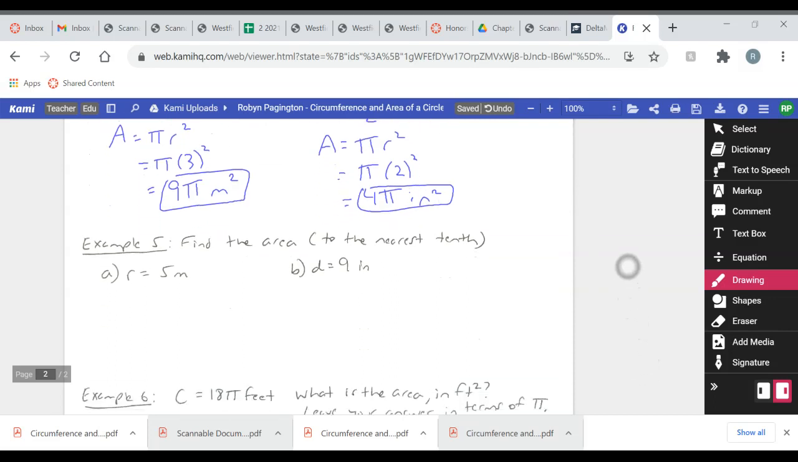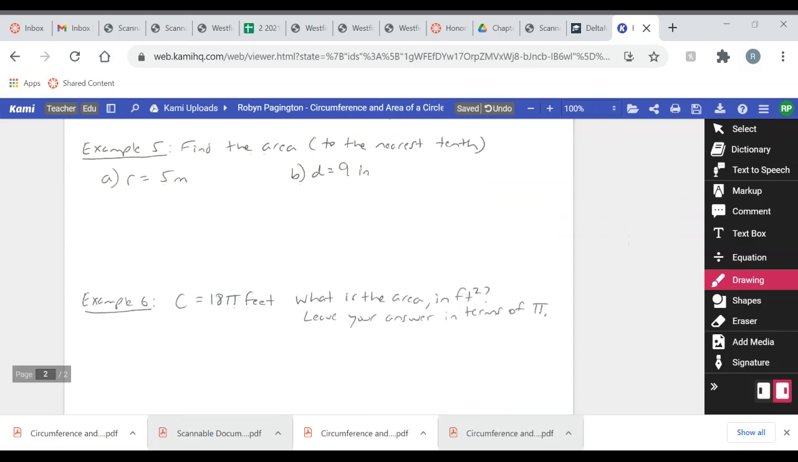Okay. Down here on example 5, it says find the area to the nearest tenth, and I end up with pi 5 squared, and that is 25 pi meters squared.